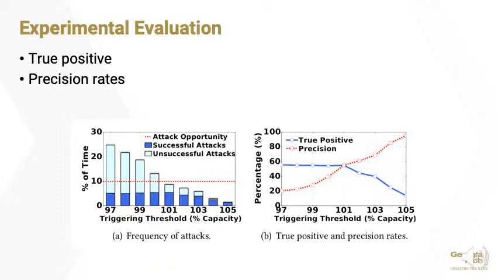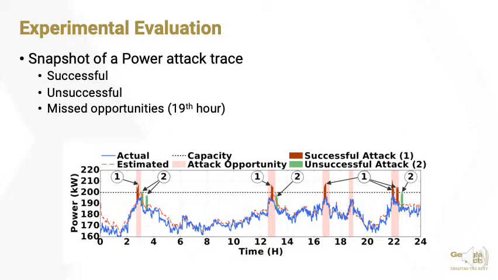And we'll consider an attack successful if the designed power capacity is overloaded for at least 5 minutes. To illustrate what would happen if attacks had been launched based on the strategy in this paper, let's look at the power trace at the bottom of the slide. We see some successful attack points, labeled as 1, that can create prolonged overloads of the shared capacity.